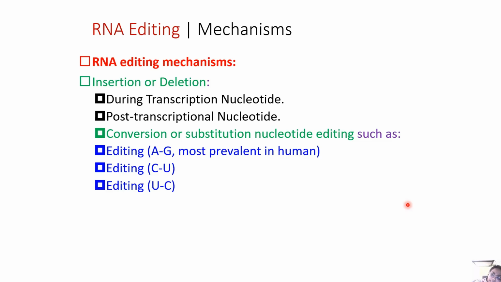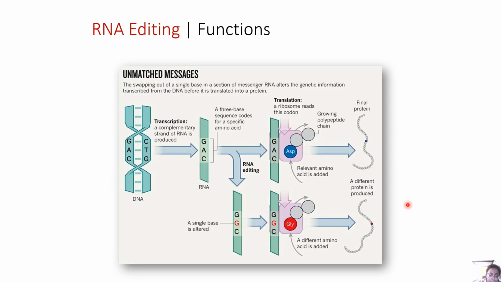RNA editing mechanisms: insertion or deletion during transcription, post-transcriptional nucleotide conversion or substitution nucleotide editing such as editing A to G, most prevalent in humans, editing C to U, editing U to C.